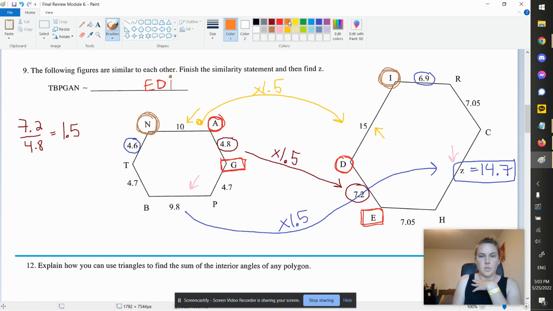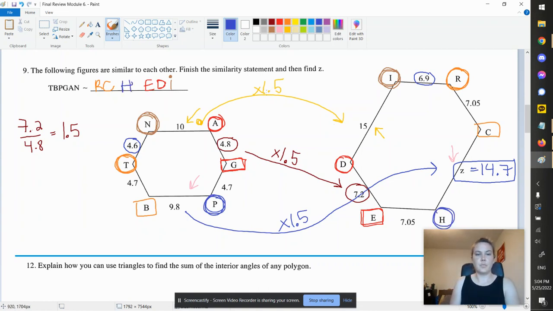We can also go the other way. We can say over here is T, over here is R. So R must have been first. B matches up with C. So this one's next. We've got P and H are the last ones standing. So H is in the middle. The similarity statements have to be in order. We have to find the ones that are actually corresponding to each other, actually congruent, to put in the name.